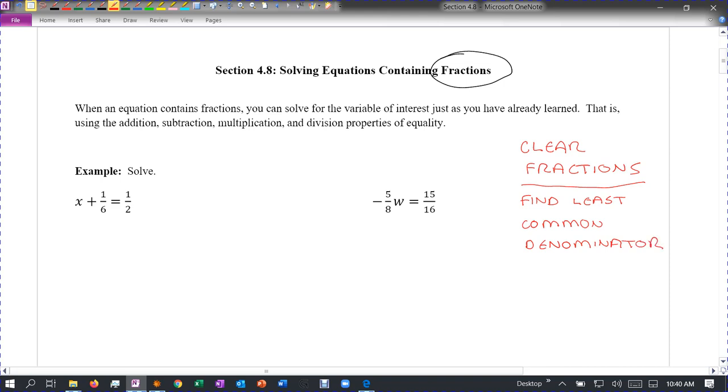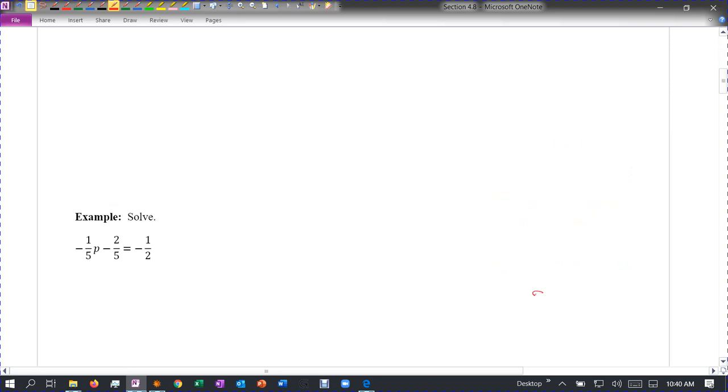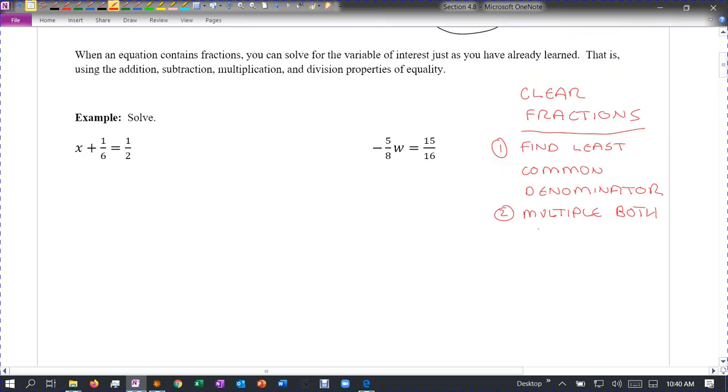Okay, we're going to find the least common denominator first. And then what we're going to do is multiply both sides of the equation by the least common denominator, which we will call the LCD. So from now on, when you hear me say LCD, that's what I'm talking about.